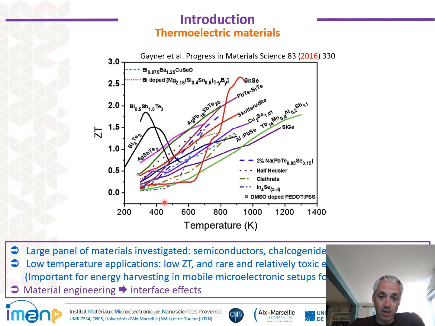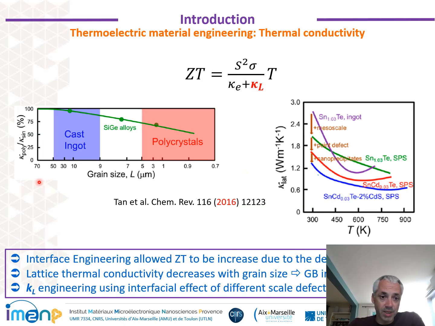As you can see on this graphic, where you can follow the variation of ZT of different materials versus temperature, we can note that for applications close to room temperature, around 300 Kelvin, the most efficient materials are actually made of toxic or rare elements. So another way would be to try to engineer the materials we already know, for example, using the effects of interfaces.